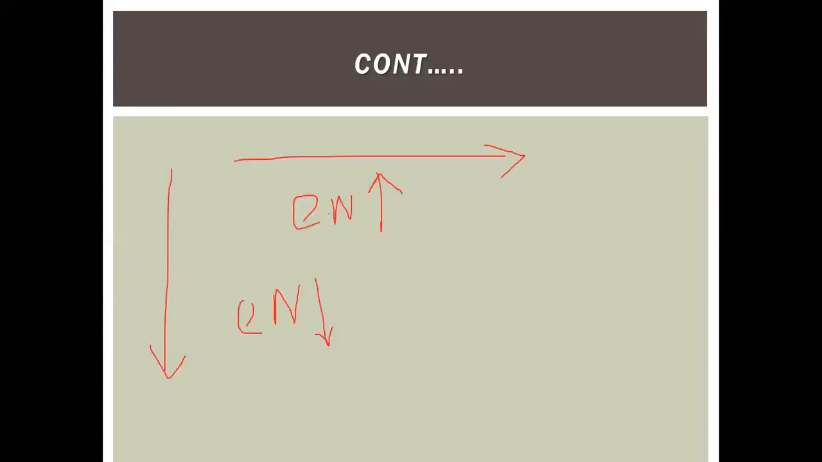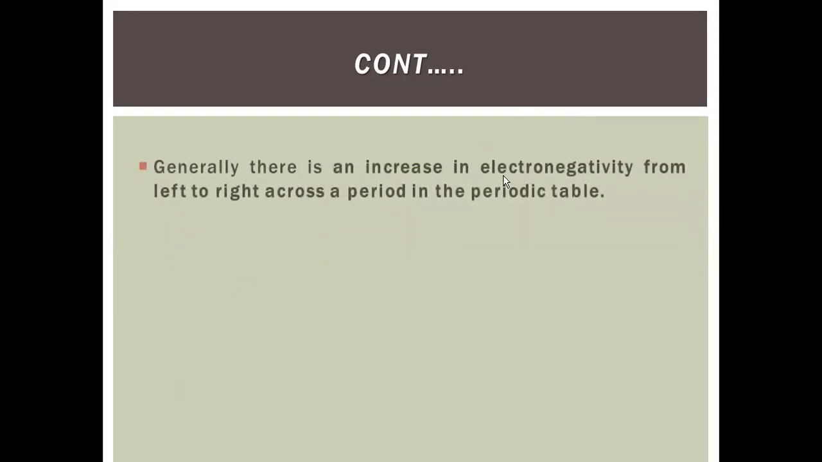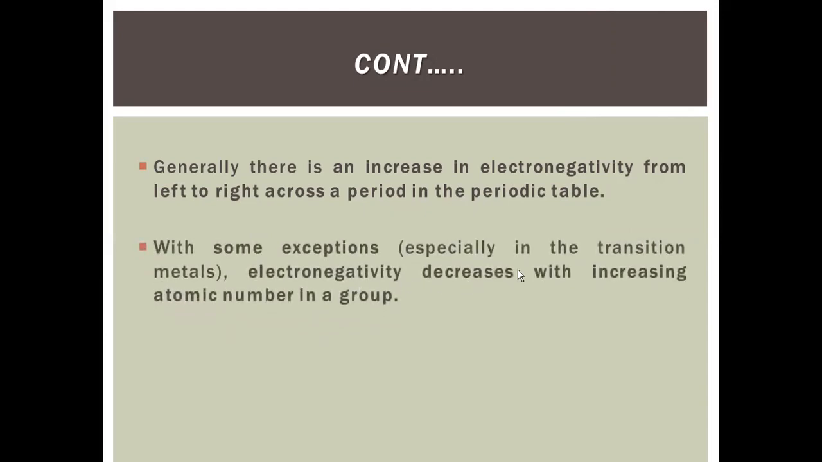Electronegativity is decreasing. So this is what, according to the Pauling scale, he has described: along the period the electronegativity is increasing, and down the group the electronegativity is decreasing. Generally, there is an increase in electronegativity from left to right across the period in the periodic table, and with some exceptions, especially in the transition metals, the electronegativity decreases with increasing atomic number in a group.